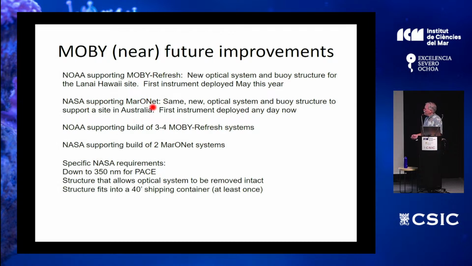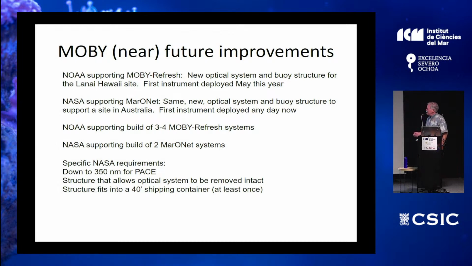NASA's supporting Maronet, which is basically the same new optical system and buoy structure, but we're going to put it off of Perth, Australia. The idea is that in Hawaii, in the northern hemisphere, parts of the year the glint from the surface is so strong because the sun is basically right overhead, that site in the summer is not very good. But if we put one in Australia, in the southern hemisphere, then that time of year when this one's not working, this one will work well.